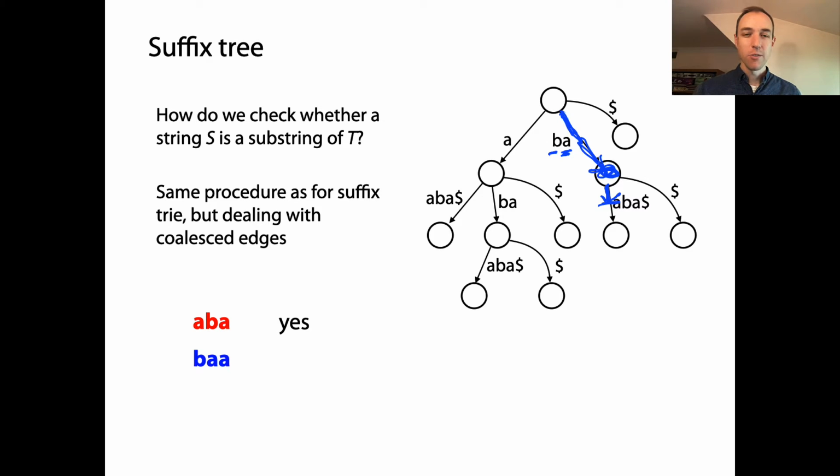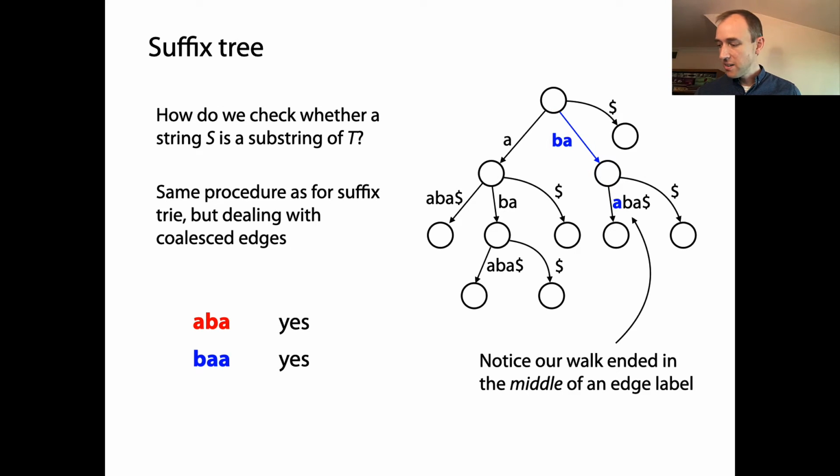Okay, so I didn't fall off, so the answer is still yes, but it's interesting that in this case, our walk ended in the middle of an edge. We didn't actually end our walk on a node. So this is in contrast to the suffix trie, where at every step of every walk you were on a node. With a suffix tree, sometimes you're not on a node, you're on an edge. You're partway across an edge.